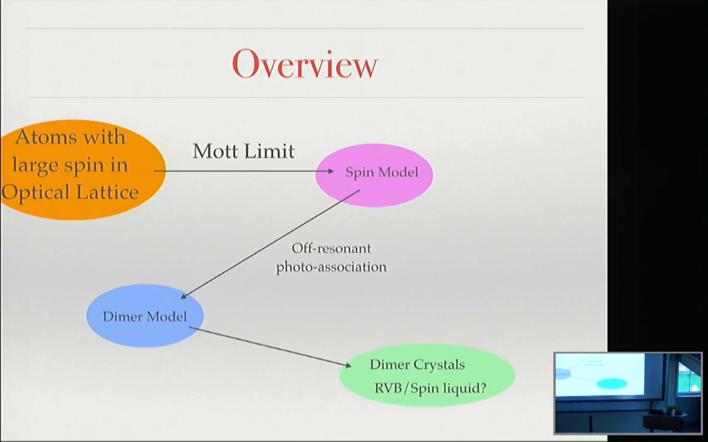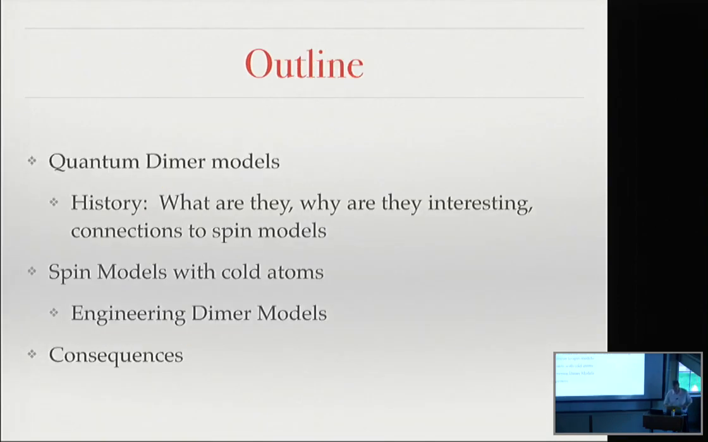The setup is we're going to have atoms with large spins in optical lattices in the limit of one atom per site. We're all very used to this by now, that you get an effective spin model out of these. I'm going to talk about how to introduce an off-resonant photo-association beam, which is going to convert this spin model into a dimer model, and then look at its phases, and we'll get some interesting dimer crystal phases and possibly some spin liquid stuff. So that's what's coming, and there are lots of details.